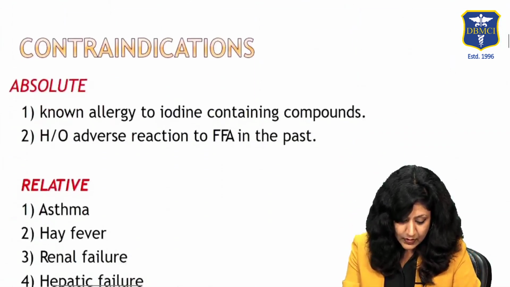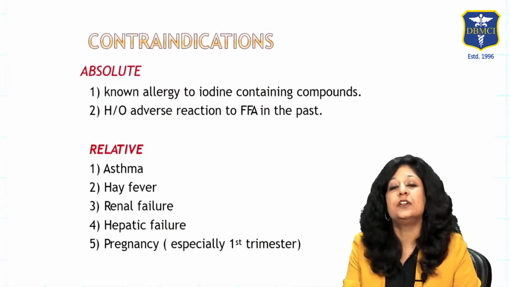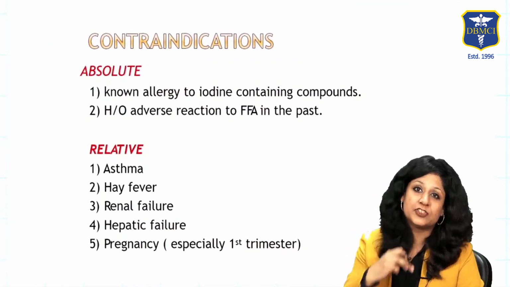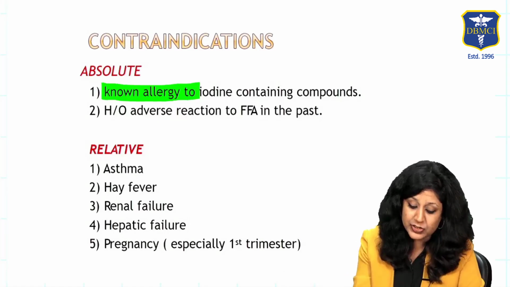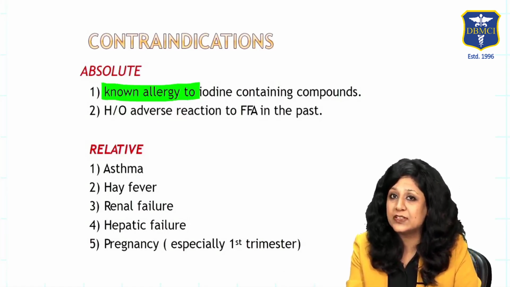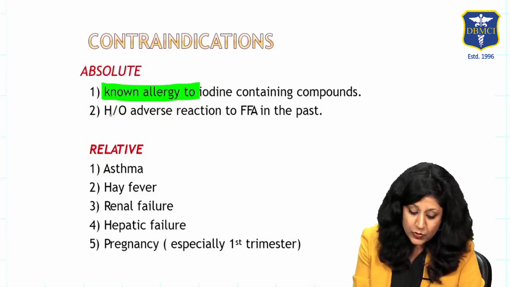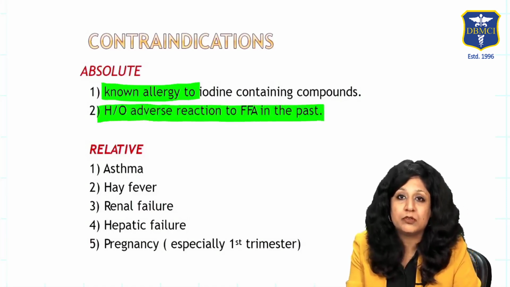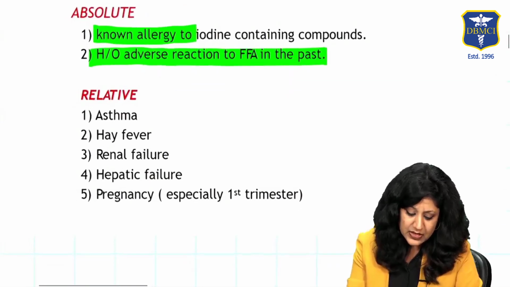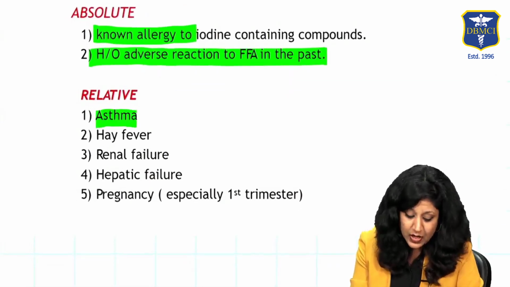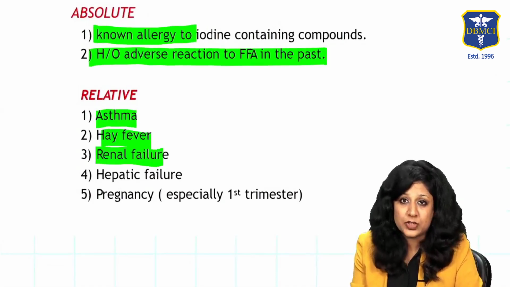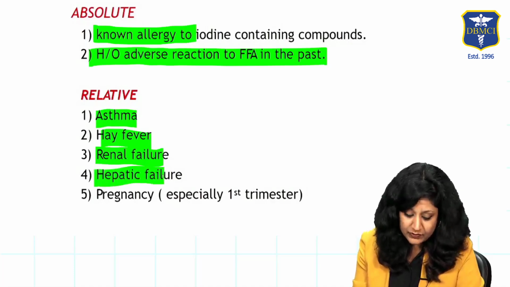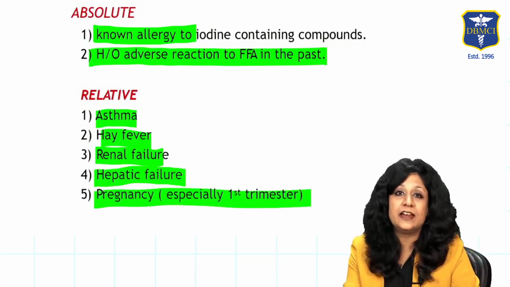Okay. Now, before doing any procedure, you should be well versed with the contraindications too, okay? So, where you should not do it? You should not do it if there is any known allergy to iodine containing compounds, because we are using the dye which is iodine containing, or any history of adverse reaction in the past. Now, other relative ones: history of asthma or hay fever, renal failure, because that is the route of excretion of the dye, hepatic failure, where the dye gets metabolized, or pregnancy, right? So these are the relative contraindications.